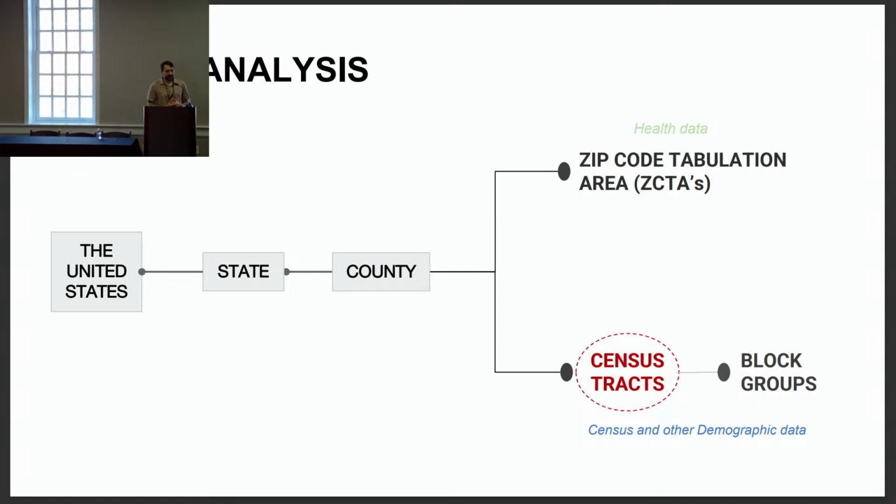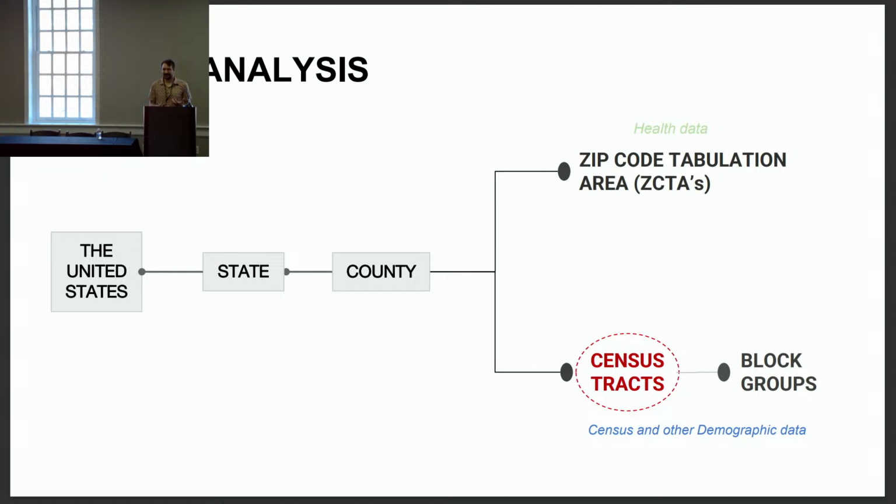So as I said, the tool calculates the EJ scores on the census tract level. So here is the general diagram of how geography is split up in the United States. Obviously there's the country, the state, and the county, and then the census tracts are the next size down.